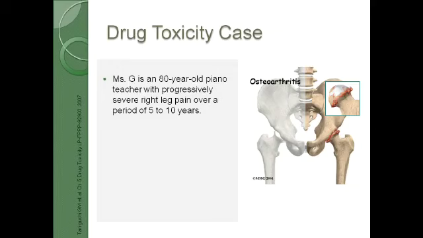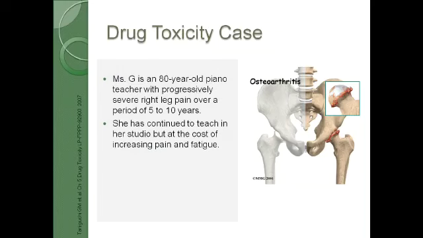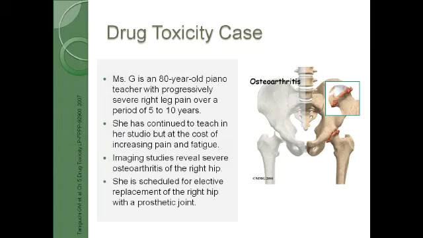So, this case is about an 80-year-old piano teacher with a progressively severe right leg pain over a period of 5 to 10 years. And her pain and fatigue is progressively increasing. So she visits the physician and severe osteoarthritis of the right hip is diagnosed. She is scheduled for elective replacement of the right hip with a prosthetic joint. So this is the short introduction of the case.